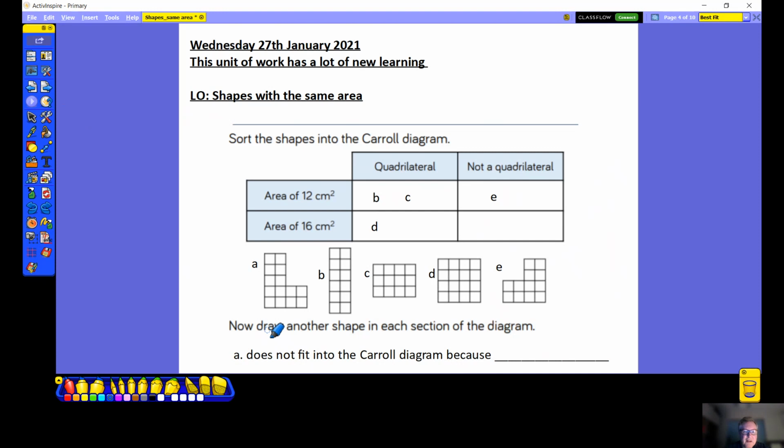Okay, let's see how you did. So A: 1, 2, 3, 4, 5, 6, 7, 8, 9, 10, 11, 12, 13, 14. Doesn't seem to fit. A does not fit into the Carroll diagram because, why is that? B: 2, 4, 6, 8, 10, 12. Four-sided shape? Yep, quadrilateral. So I think it goes there.